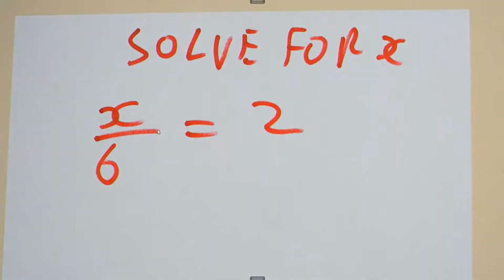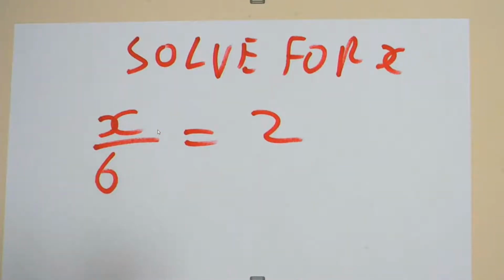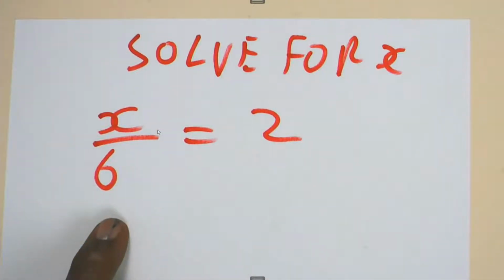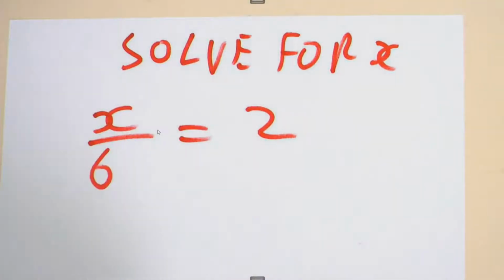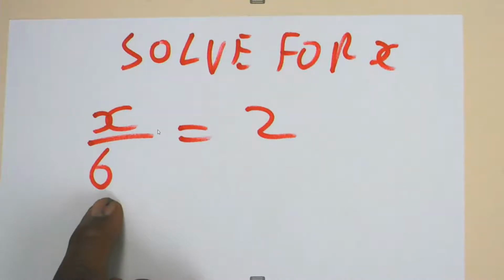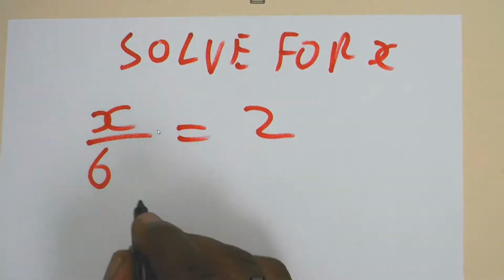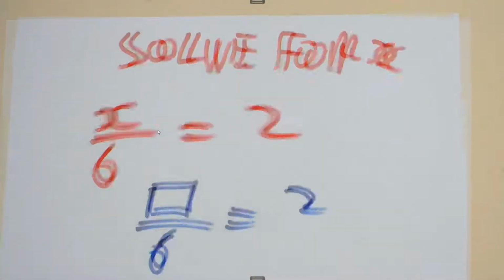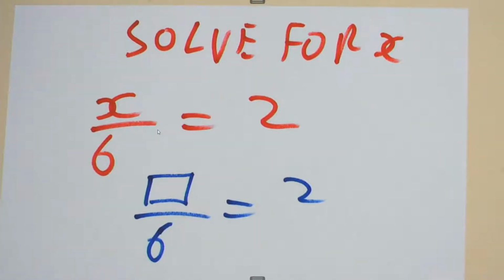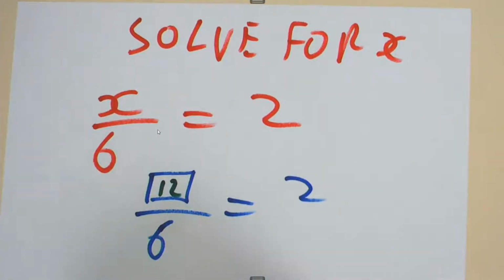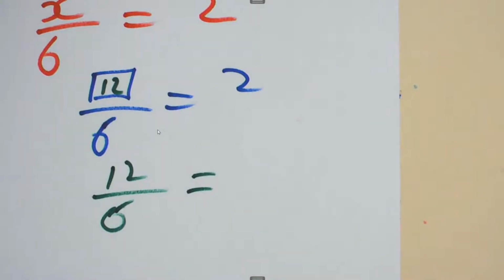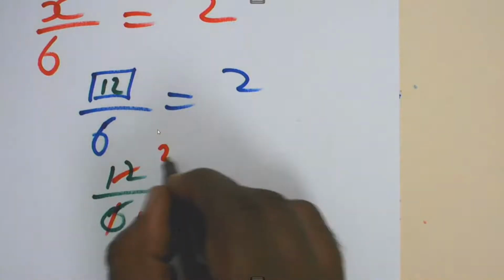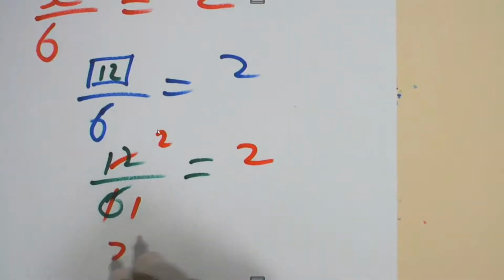Again, let's look at this one. For this statement to be true, what number are you going to divide 6 with to give you 2? That number that you divide 6 with to give you 2. What do you put there to give you 2? Yes, we all agree it's 12. So 12 over 6: how many 6 into 6? 1. How many 6 into 12? 2. Therefore, it's 2, meaning your x is equal to 2.